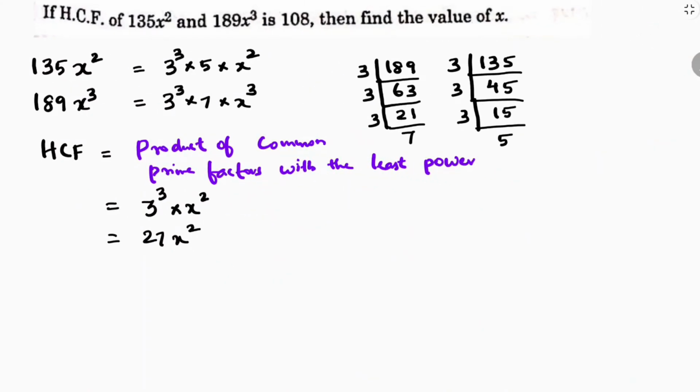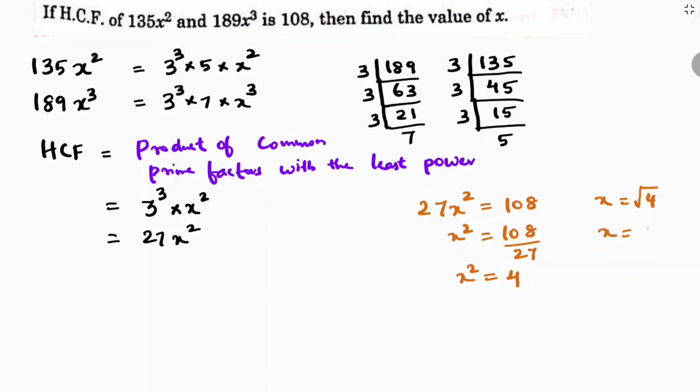So 27 x square equals 108. So x square equals 108 by 27. x square equals 4. So x equals root 4. So the value of x is 2. The value of x is plus or minus 2.